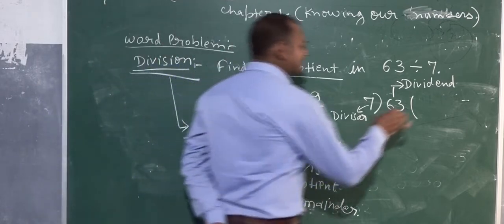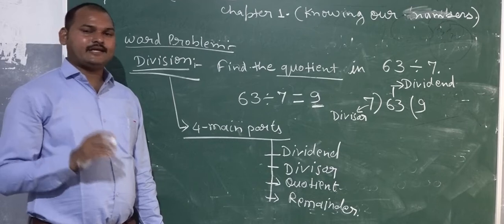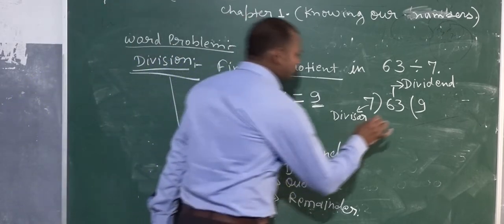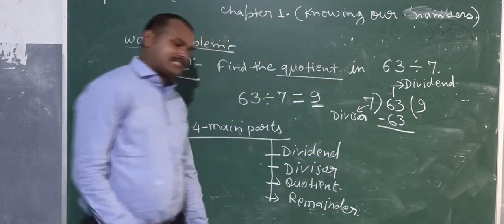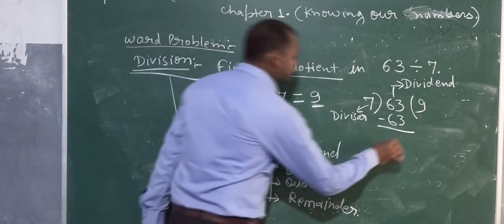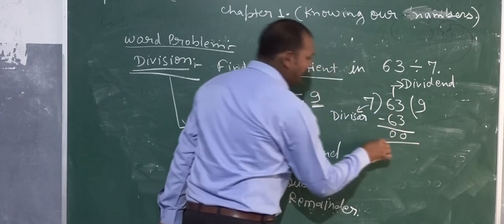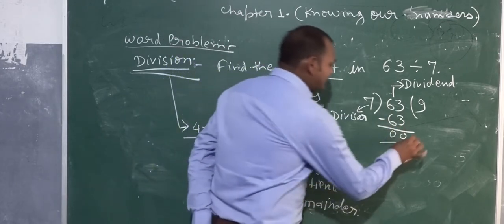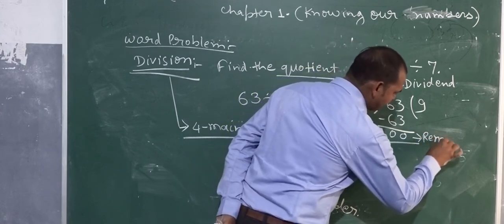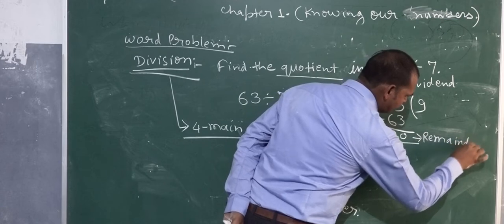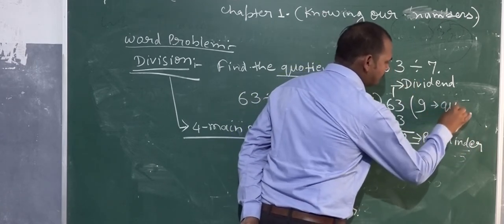Now we read 7 nines are how many? 7 9s are 63. So we write here 63. And after subtraction, 3 minus 3 equal to 0, 6 minus 6 equal to 0. Here, this is the remainder. 0 0 means already 0. Remainder. And this is the quotient.